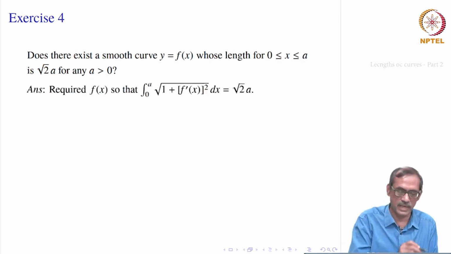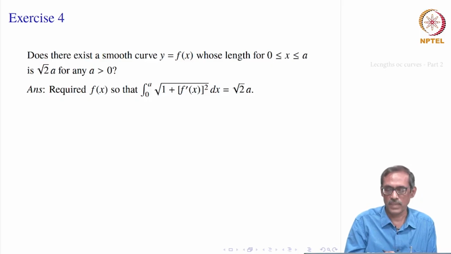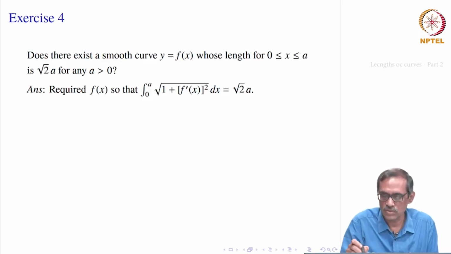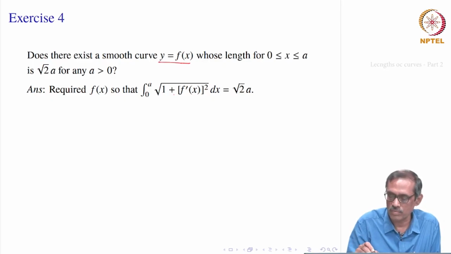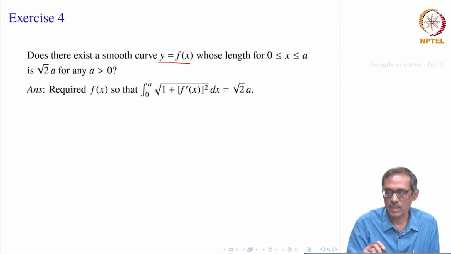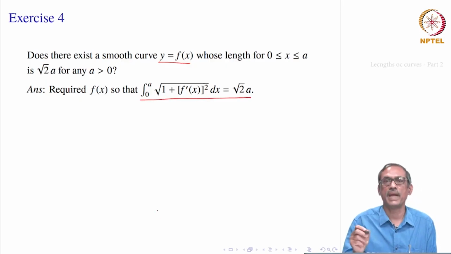So, that means we can treat a as a variable, right. Okay. So, what is the length? Now, the length of this y equal to f of x is the integral of square root of 1 plus f prime x squared dx, and from 0 to a it is equal to root 2a. So, this is the fact that is given to us. We want to find what this f of x is.